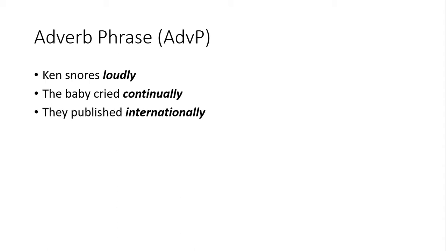For example, in Ken snores loudly, loudly is the modifier for snores. In other words, it works to more narrowly define the sense of the verb by telling something of the way it is done. For example, we find out that when Ken snores, he doesn't snore softly and so on.